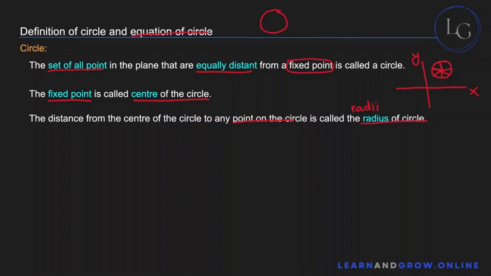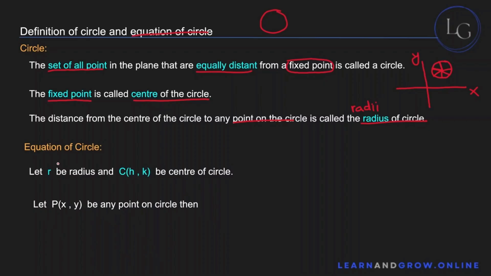Okay. Now, let's see how we can construct the equation of a circle. Let's say that r is the radius of the circle, the distance from the center of the circle to any point on the circle. And let's say that c represents the center of the circle. So the x coordinate of the center is h and the y coordinate is k. These are just arbitrary coordinates. And let's say that the point P is any point on the circle, and obviously the x coordinate is x and the y coordinate is y.